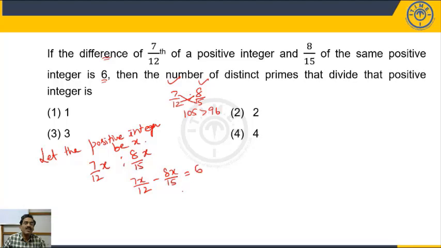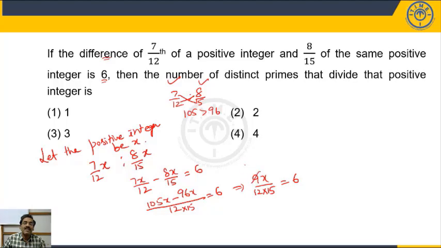According to us, 7x by 12 minus 8x by 15. This is given as how much? 6. So in the cross multiplication, 7 15s is 105x minus 8 12s is 96x, by 12 15s, is equal to 6. So 105x minus 96x is nothing but 9x. 9x by 12 into 15 is given as 6.